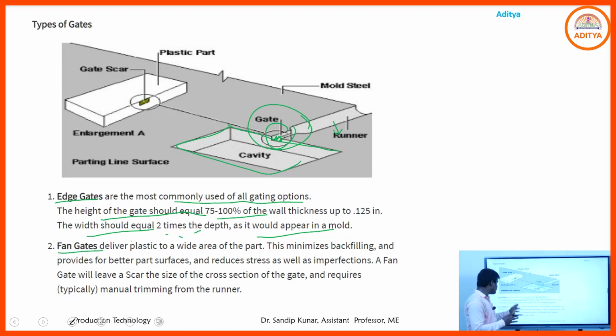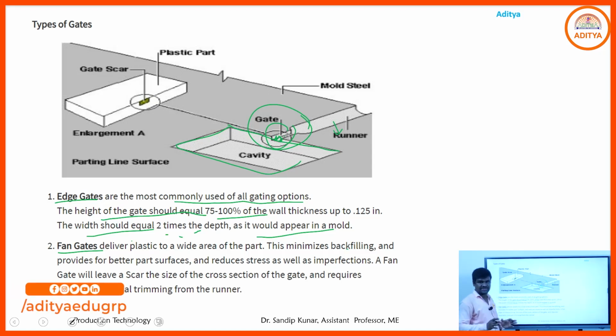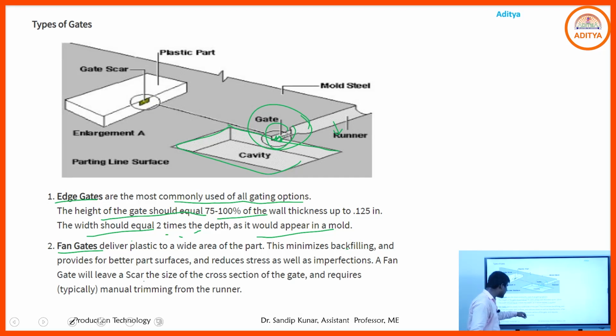Through which we provide the plastic, meaning molten metal, we throw through that particular gate, a type of gate shaped like a fan. What is the utility of that fan type gate? That minimizes the backfilling and provides a better part surface. Backfilling means it does not go back to that particular passage, the runner or sprue; it goes in one direction.